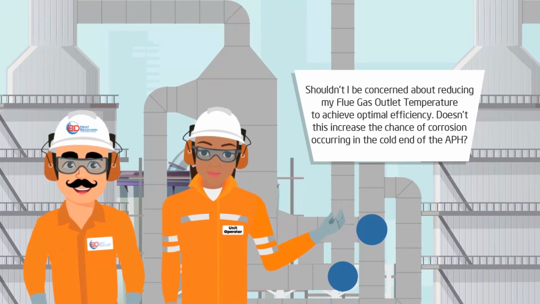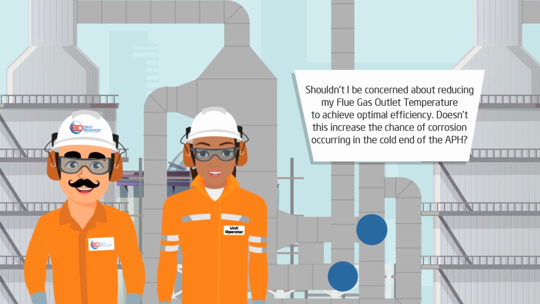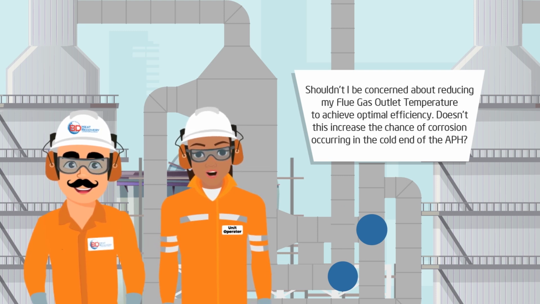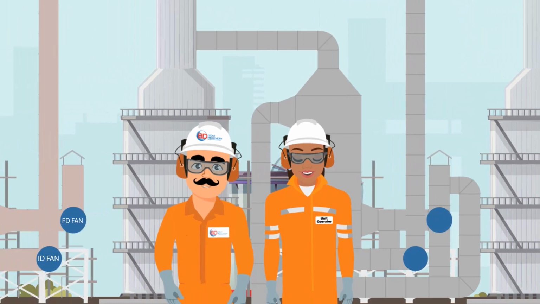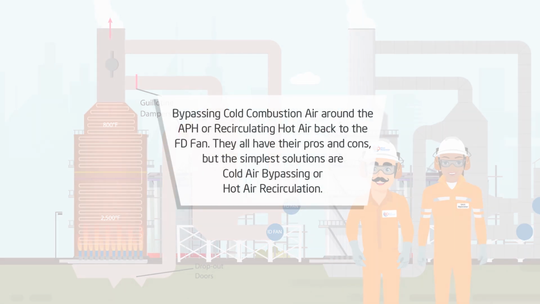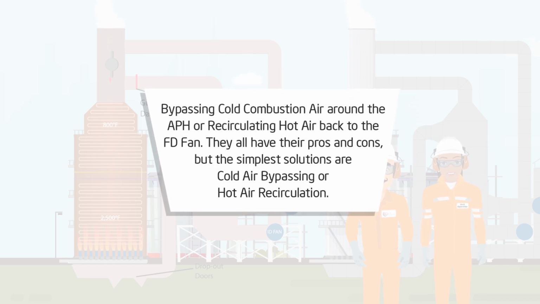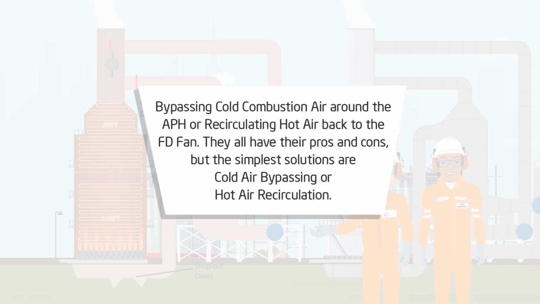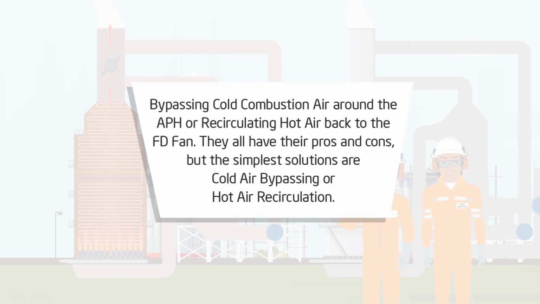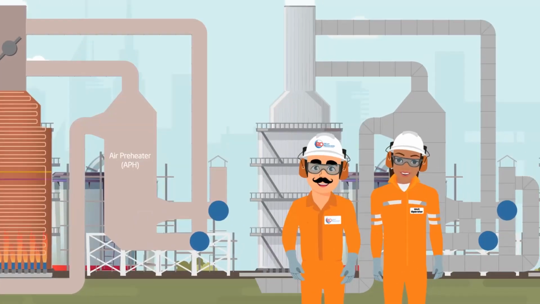Shouldn't I be concerned about reducing my flue gas outlet temperature to achieve optimal efficiency? Doesn't this increase the chance of corrosion occurring in the cold end of the APH? That's a very valid point. There are many ways to assist in corrosion prevention, including preheating the ambient air by using steam or water coils, bypassing cold combustion air around the APH, or recirculating hot air back to the FD fan. They all have their pros and cons, but the simplest solutions are cold air bypassing or hot air recirculation.